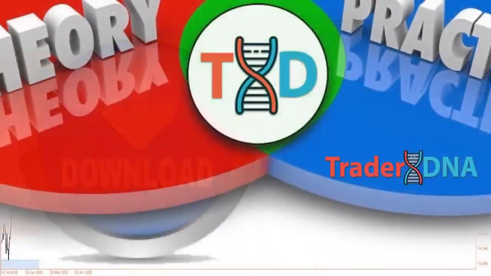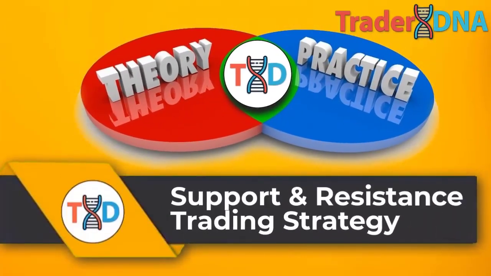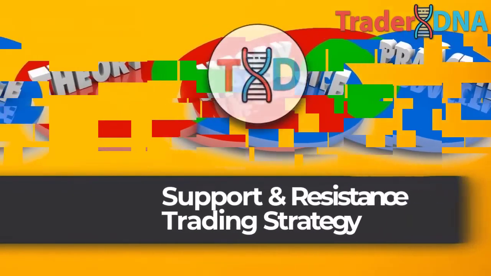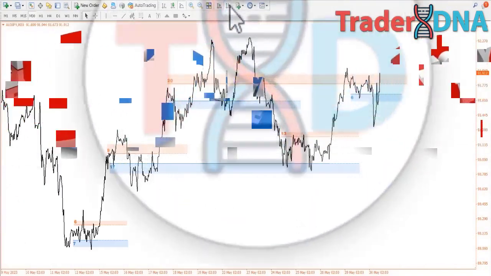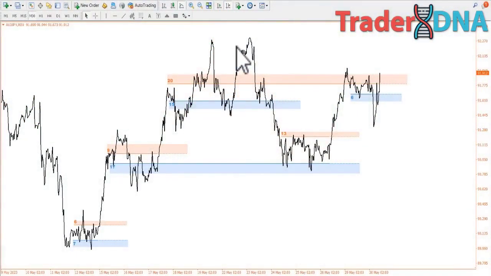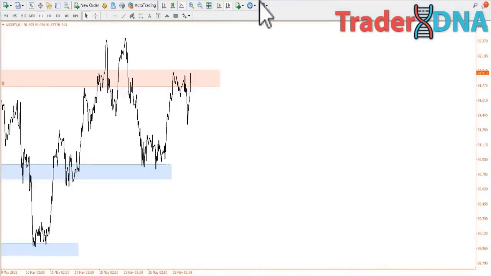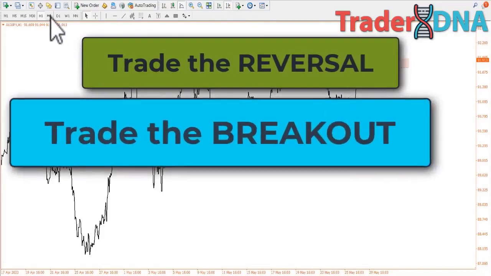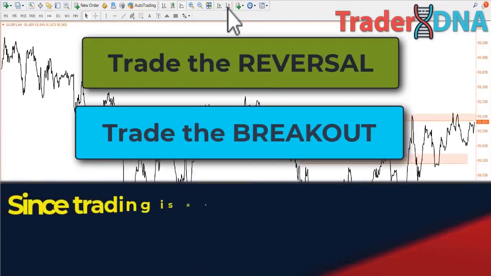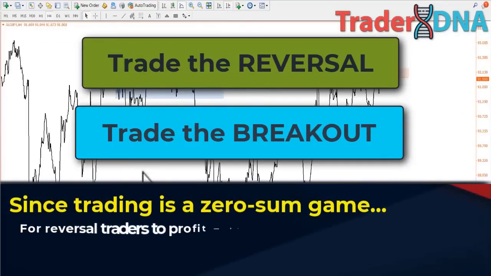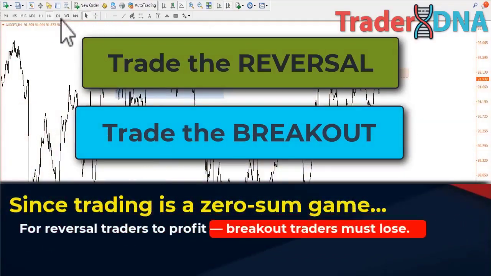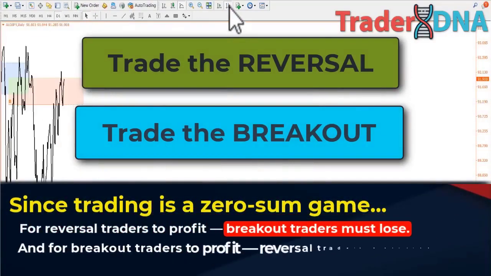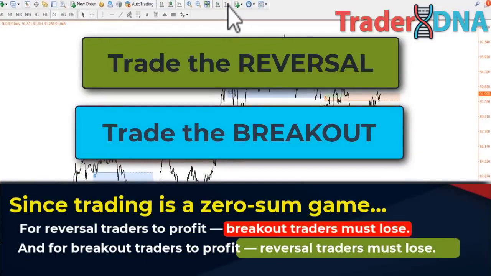A support and resistance trading strategy that lets you profit from losing traders. Here's a fact. Support and resistance attract a lot of attention from traders. There will be some looking to trade the reversal and others looking to trade the breakout. Since trading is a zero-sum game, for reversal traders to profit, breakout traders must lose. And for breakout traders to profit, reversal traders must lose.